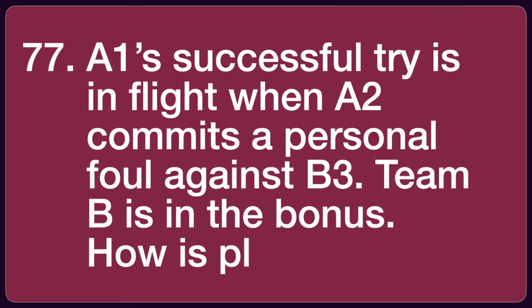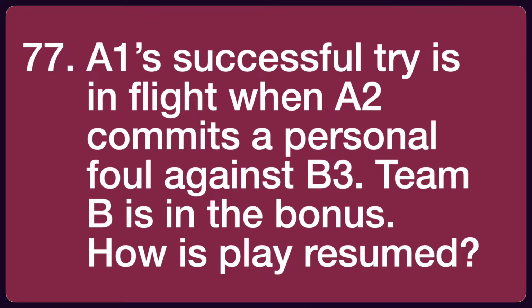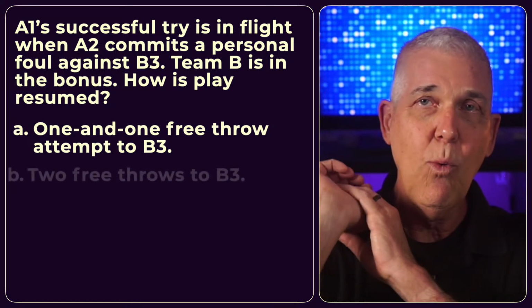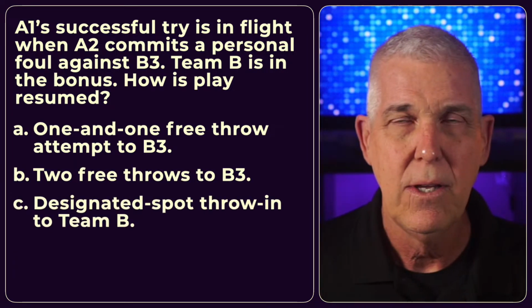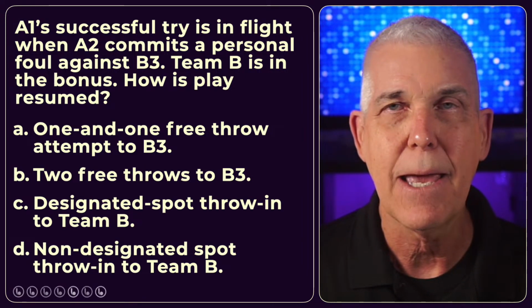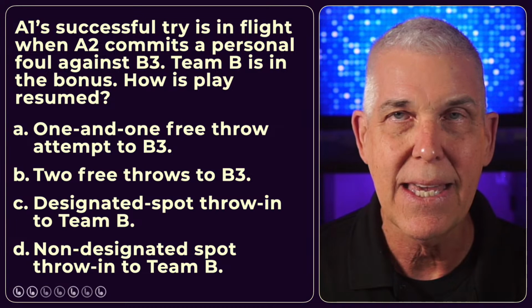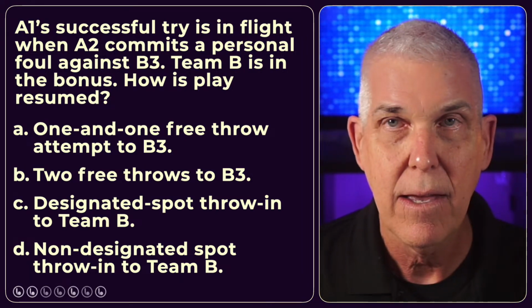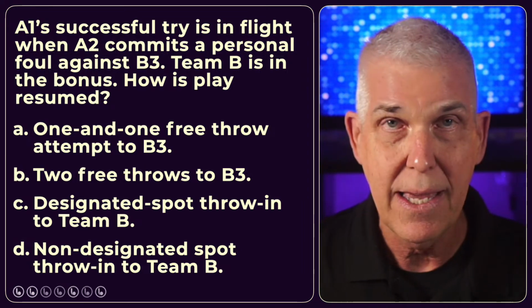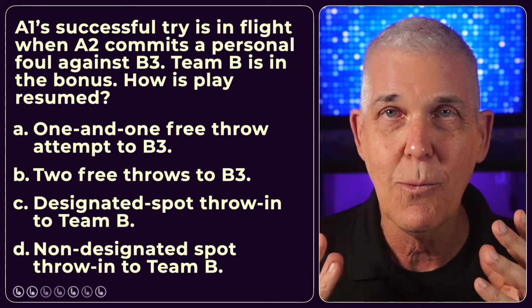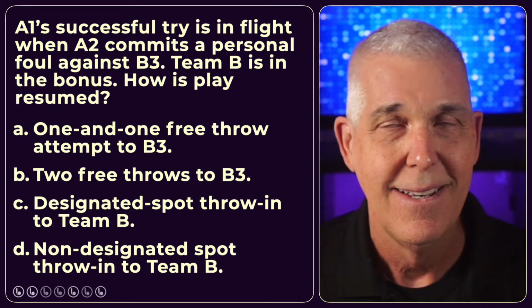A1's successful try is in flight when A2 commits a personal foul against B3. Team B is in the bonus. How is play resumed in this situation? A1's successful try for goal is in flight when A2 commits a personal foul against B3. So a teammate of the player who released the try commits a foul against B3, and Team B is in the bonus, and the ball goes in the basket. Oy, oy, oy, what are we going to do? Right?